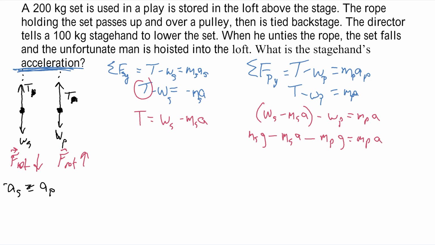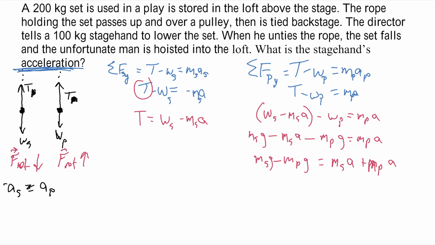Now I want all accelerations on one side. So I'm actually going to add the second term to the other side. So I have mass of the set minus mass of the person, mass of the set, gravity, minus mass of the person, gravity, equals, and now I added the mass of the set to both sides. So I have the mass of the set, acceleration, plus mass of the person, acceleration.